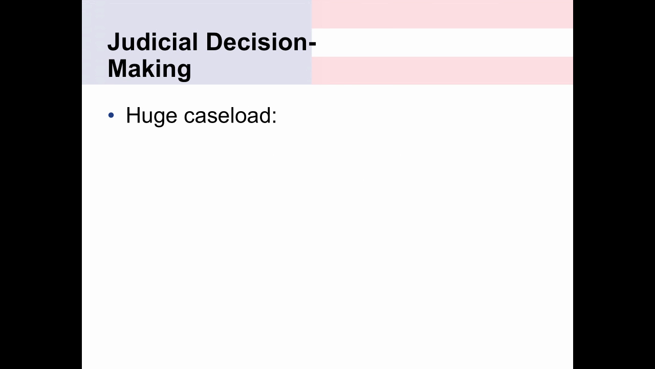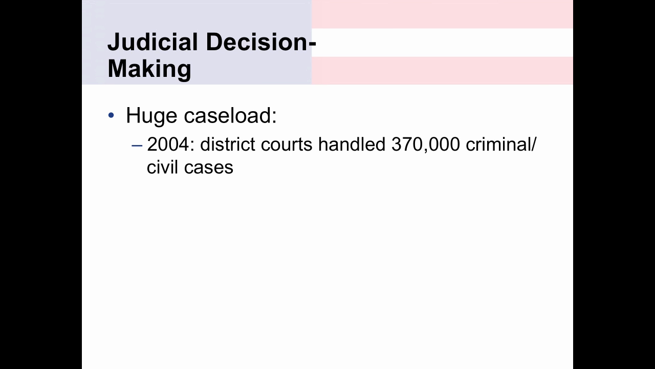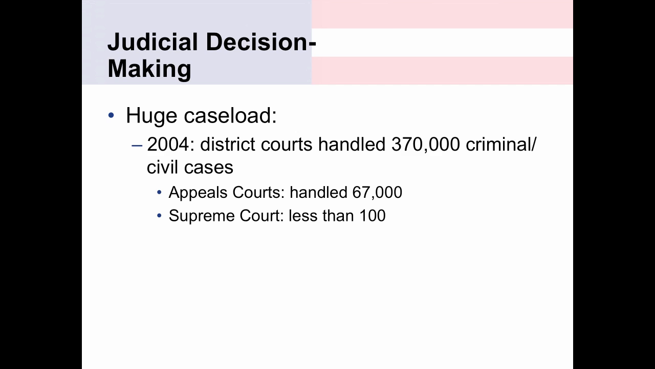And let's start with the realization that the federal courts have a huge caseload. In 2004, for instance, the district courts handled 370,000 criminal and civil cases. That's a lot. The appeals court handled 67,000 cases, and remember, there's less than 20 of these appeals courts around the country. So that's a huge caseload for the appeals courts. And finally, the Supreme Court heard less than 100 of those cases. Out of the 370,000 criminal and civil cases that the district courts handled, the Supreme Court only heard 100 of them.